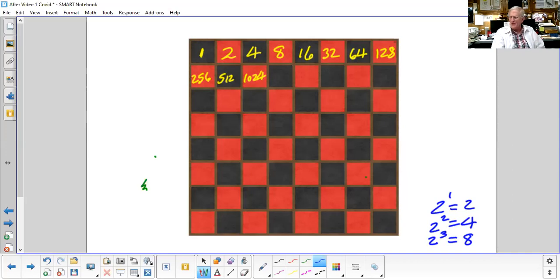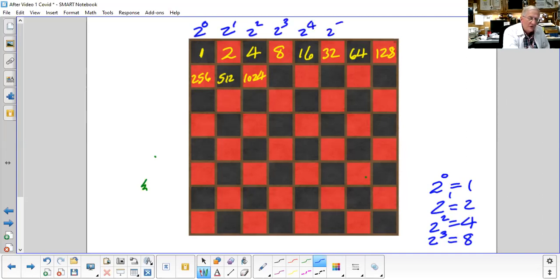What's the first square? It's a 1. Actually, if you recall, any number raised to the 0 power has a value of 1 in mathematics, right? So this is actually 2 to the 0 power right here. 2 to the first, 2 to the second, 2 to the third, 2 to the fourth, 2 to the fifth, 2 to the sixth, and 2 to the seventh, and so forth.